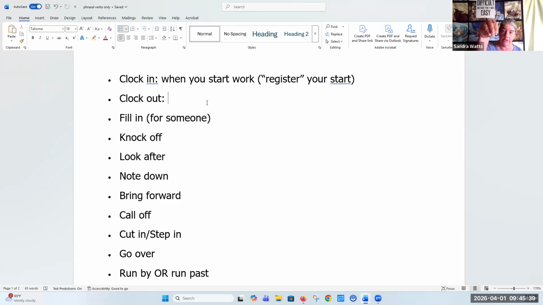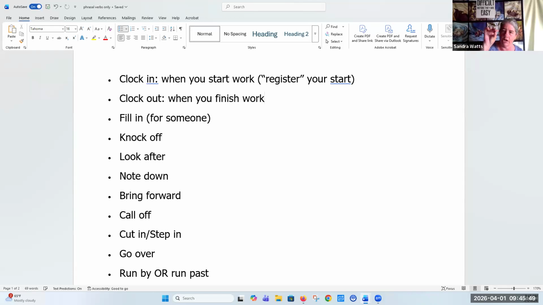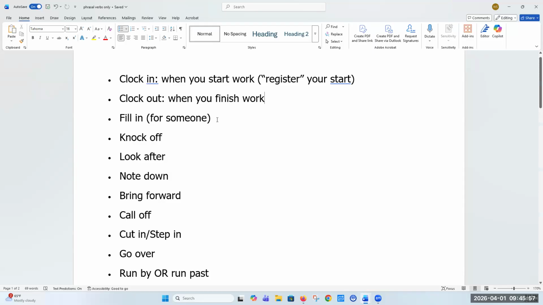So we said clock in. So what is clock out? When you finish work. Exactly. You put that little card in again, and it records when you leave. Cool. Okay. Fill in.